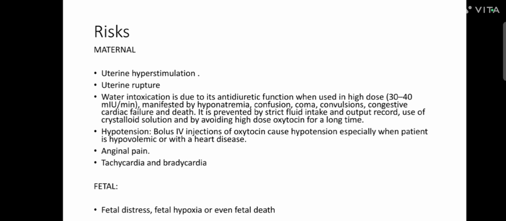And also we should know about water intoxication. Why is there water intoxication? From the hypothalamus and posterior pituitary, we know that only two hormones are released. One is oxytocin, the other is ADH. So indirectly it also acts like ADH. Due to this effect, it causes an antidiuretic function when it is used in higher doses, not in the normal dose, but around 30 to 40 milli international units per minute. The patient will manifest hyponatremia, confusion, coma, convulsions, congestive cardiac failure, and death.